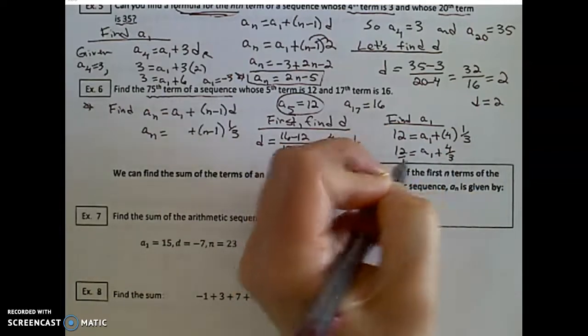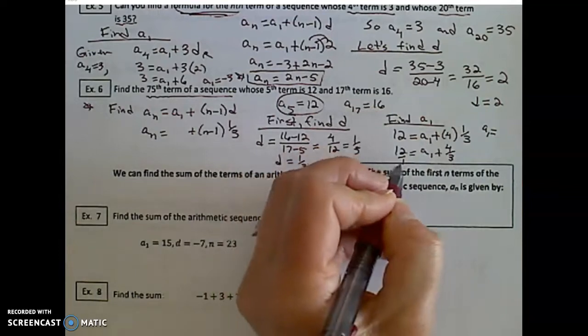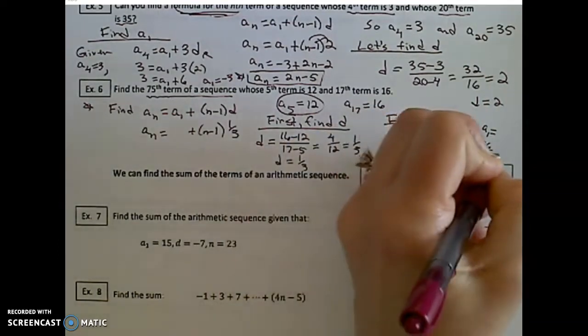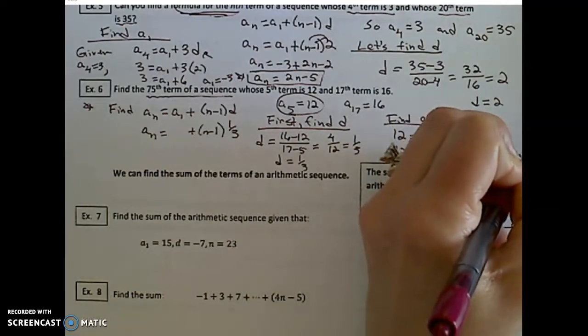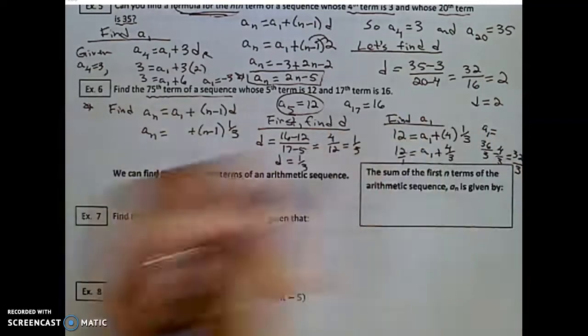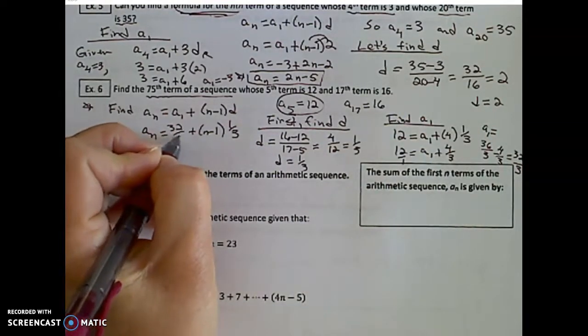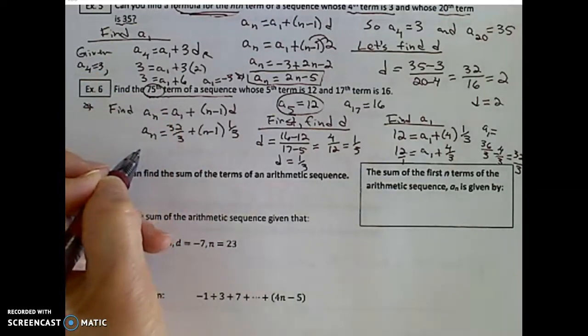I can subtract 4/3 from both sides, and a sub 1 is equal to, what is that in thirds? 36/3 minus 4/3, which is 32/3. If I plug that all in, so what's my a sub 1? 32/3. I can find the 75th term of that sequence. I'm going to pause, do a little calculation there.